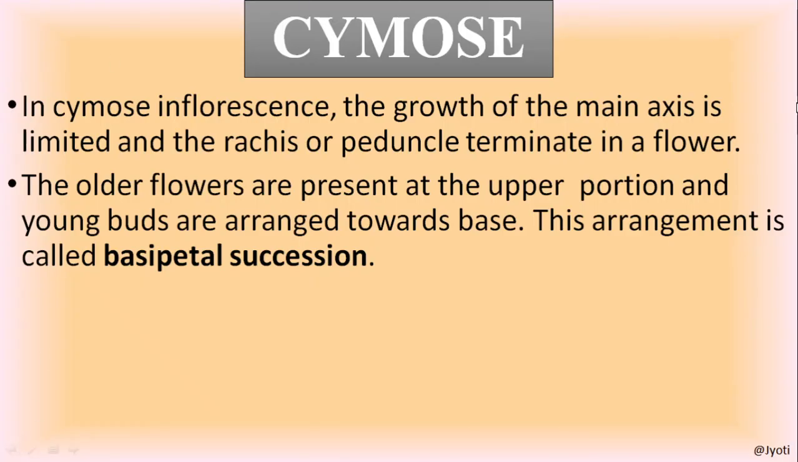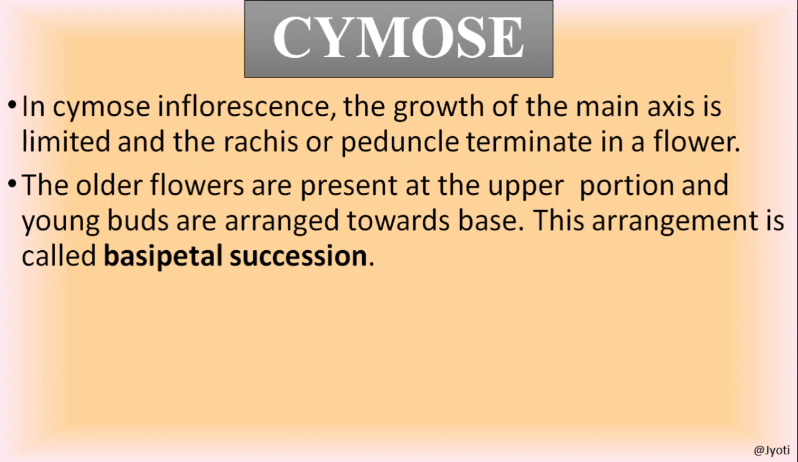The next type of inflorescence is cymose inflorescence. The cymose is just the opposite of racemose inflorescence. Here the growth of the main axis is limited and it is always terminated with a flower. But in racemose, what happens? The growth is unlimited and it is never terminated with a flower. Another feature is that the older flowers are present at the upper portion or at the center, and the younger flowers are present towards the periphery, and such type of arrangement is called basipetal succession.